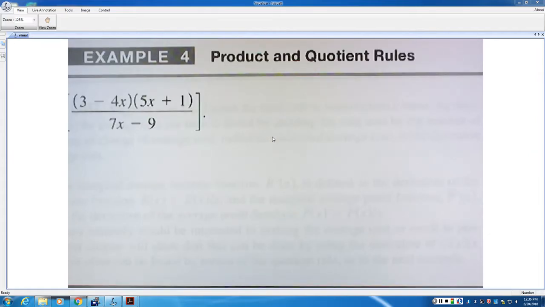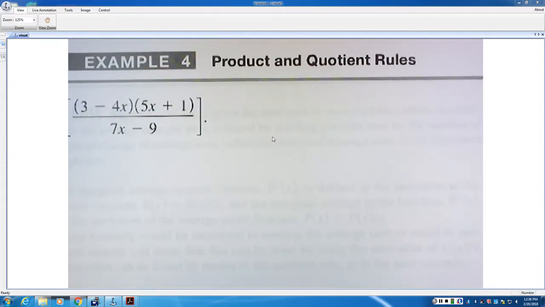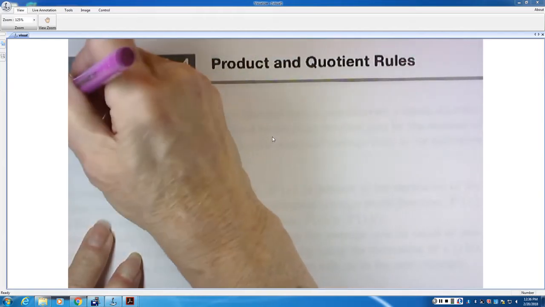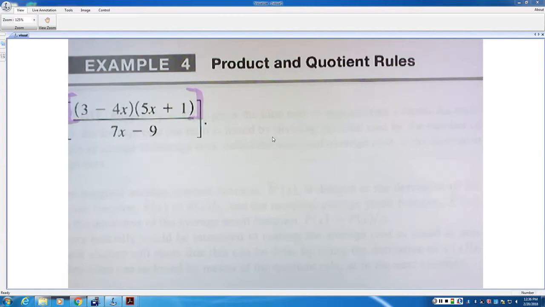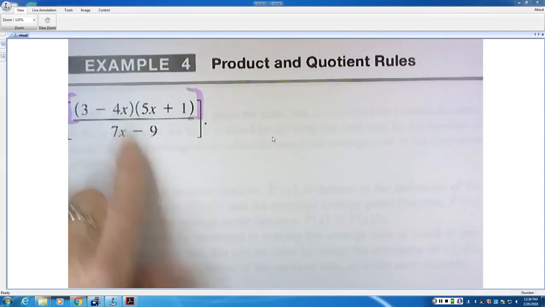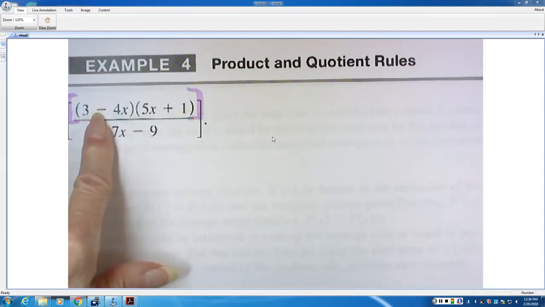Now this is our last just pure example here, and this is a product rule combined with a quotient rule. So this is going to be a two-step process. The first step of the process is we're going to deal strictly with the numerator. We're going to totally ignore the fact that there's a denominator down there right now, because we need the derivative of the numerator to be able to do anything with the quotient. So the first thing we do is we're going to have to figure out what the derivative of the numerator is.